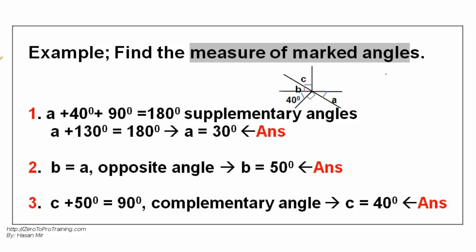Next, examples, find measures of marked angles in degrees. 1. E plus 130 equals 180, supplementary. 2. B equals E, opposite. 3. C equals 50, as 90 complementary angle.